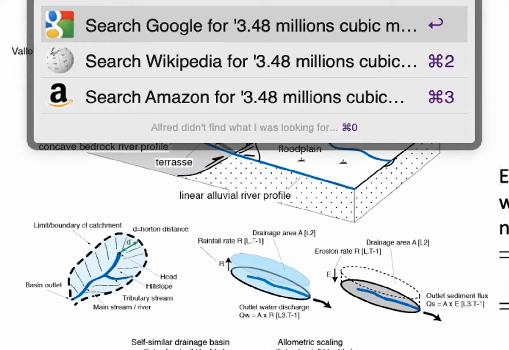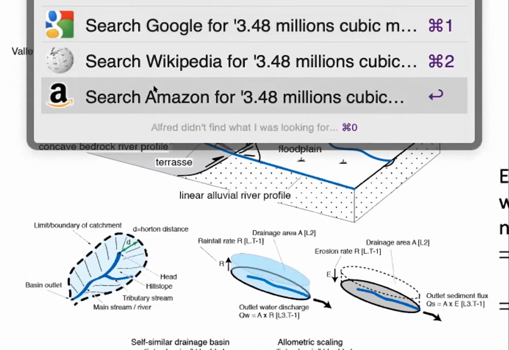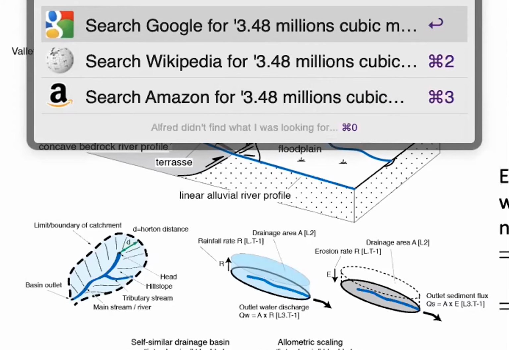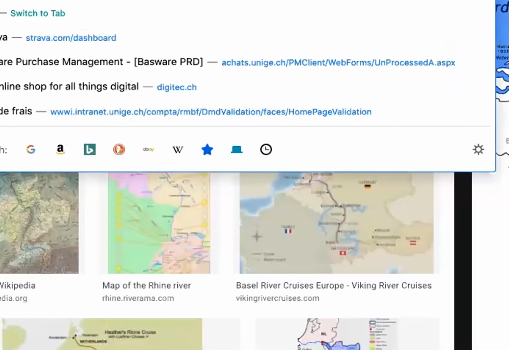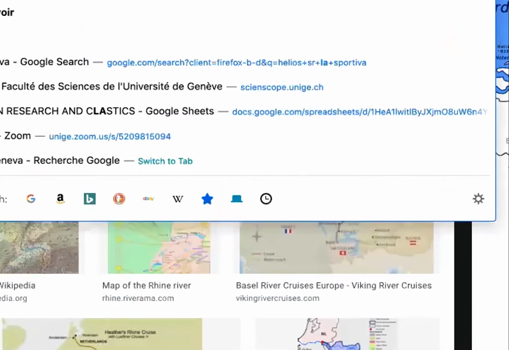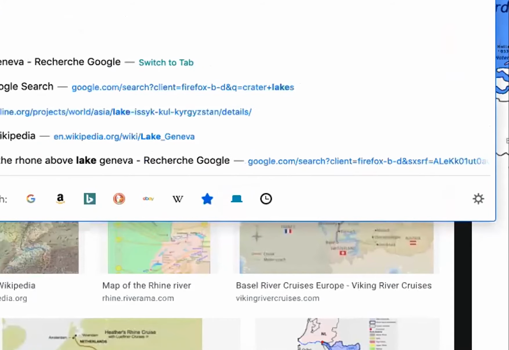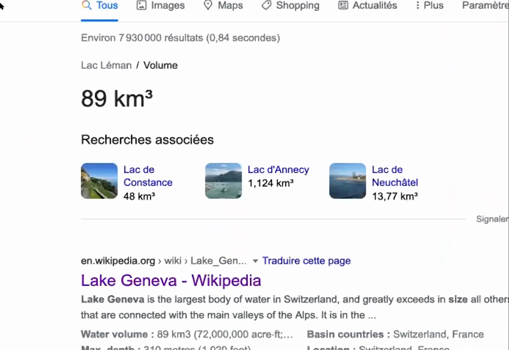Here you need to do a Google search to know the volume of Lake Geneva. Do you all get that? Has everybody seen this number, 89 cubic kilometers?